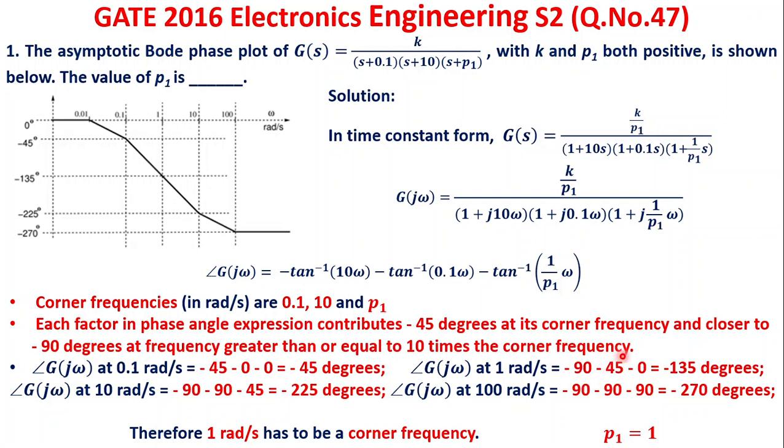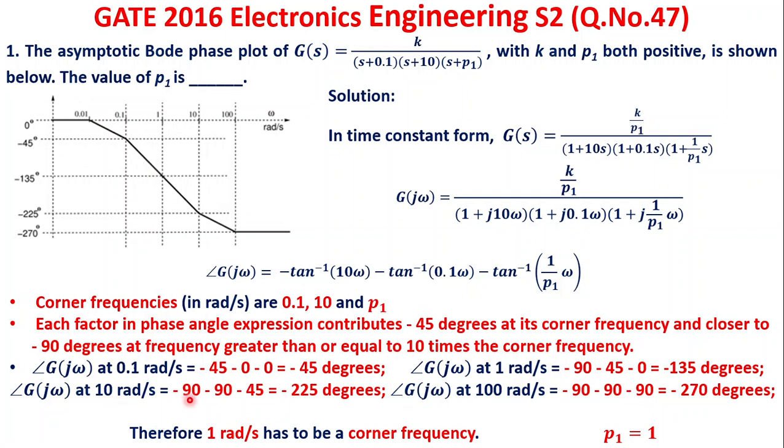Therefore, another minus 45 degrees should be contributed by a factor having its corner frequency at 1 radian per second. Fortunately, there is no other corner frequency, therefore P1 should be that one. That's all. Very simple. At the third frequency, the third factor whose corner frequency is 10 will not contribute at 1, because 1 is less than 10. The same logic I said for 0.01 applies: no factors contribute, so here it is 0.